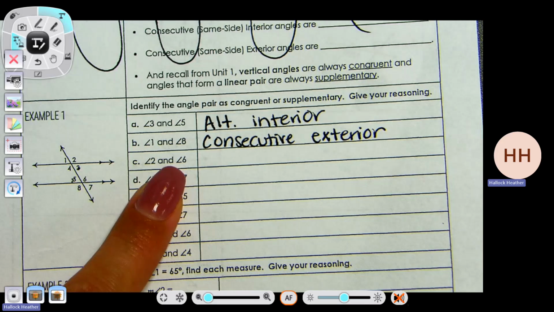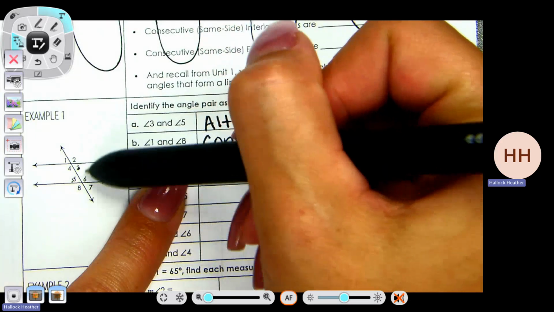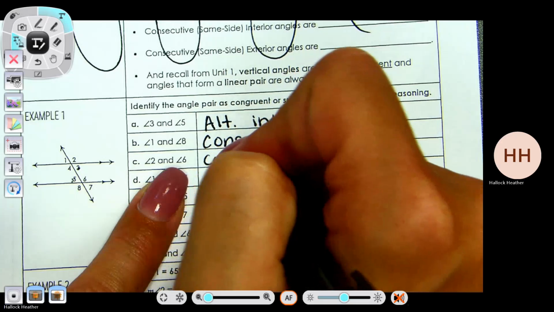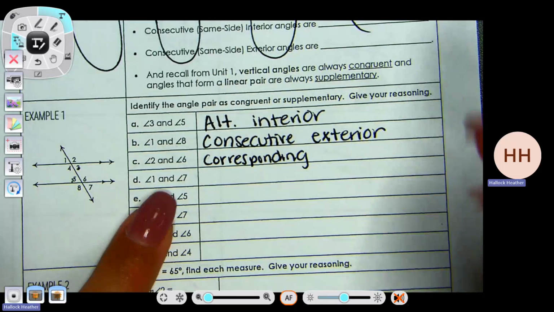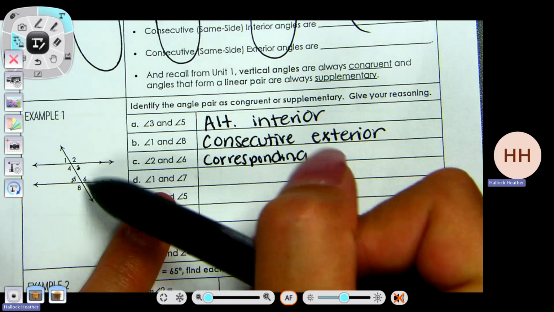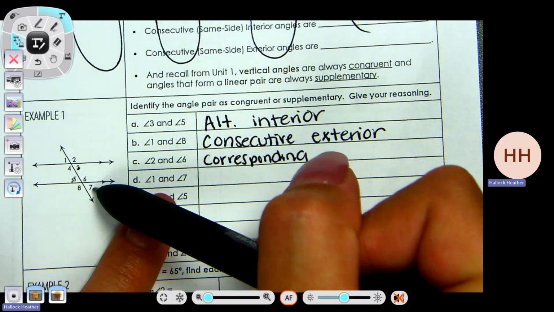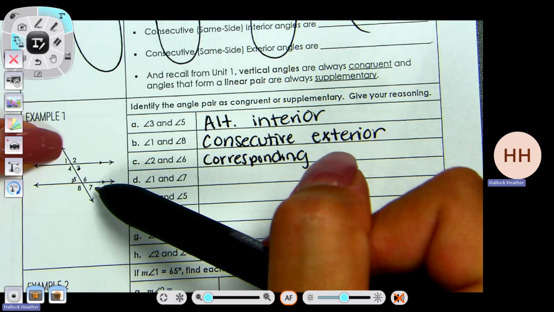2 and 6. Corresponding. 2 and 6, they're in the same spot, just slid over. They're not both interior. They're both not exterior. They are corresponding. D is 1 and 7. They're not consecutive, because they're alternate. They're jumping across the transversal. They're exterior. So alternate exterior.